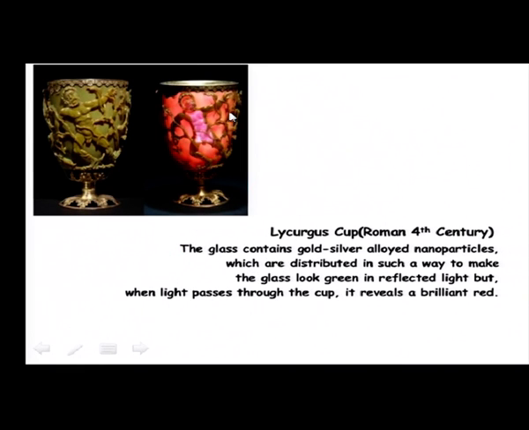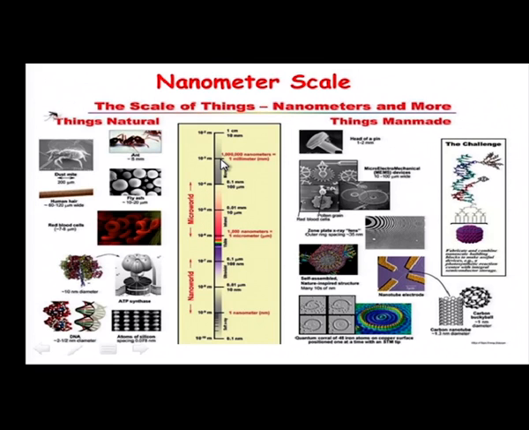And this cup is called the Lycurgus cup. This cup was manufactured in the 4th century by the Romans, and the glass contains gold-silver alloyed nanoparticles, which are distributed in such a way as to make the glass look green in reflected light. But whenever light passes through this cup, it reveals a brilliant red color. Without light passing through, the color is light blue, but when light is passed through the cup, it shows a brilliant red.